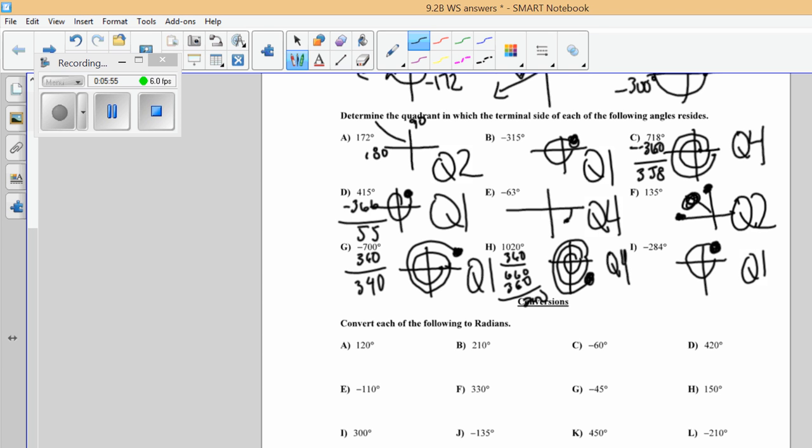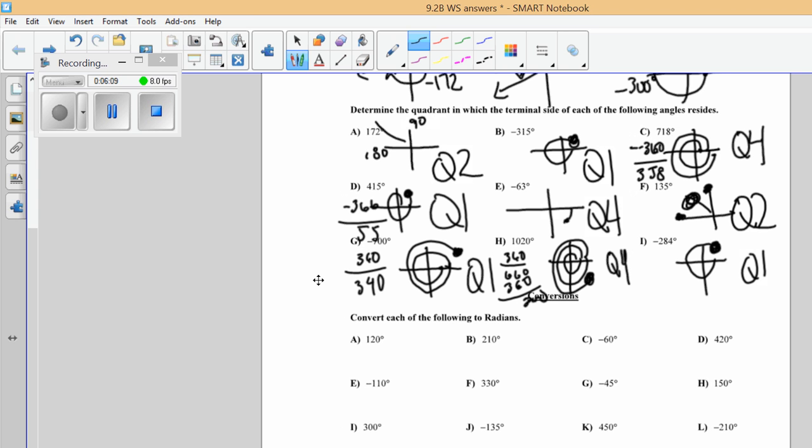All right, converting radians and degrees. All of these appear to be degrees. Let's see. They're all degrees. Okay, so because they're all degrees, that's easy. Since they're all degrees, we put degrees on the bottom. End of story. That's what we do.